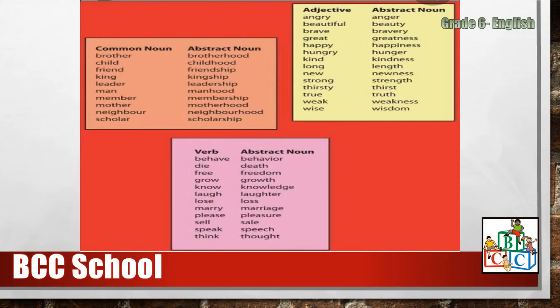Now let us take a look at abstract nouns which are formed from verbs. The following abstract nouns are behavior, death, freedom, growth, knowledge, laughter, loss, marriage, pleasure, sale, speech, and thought. These are all abstract nouns formed from the verbs that you can see in the chart.